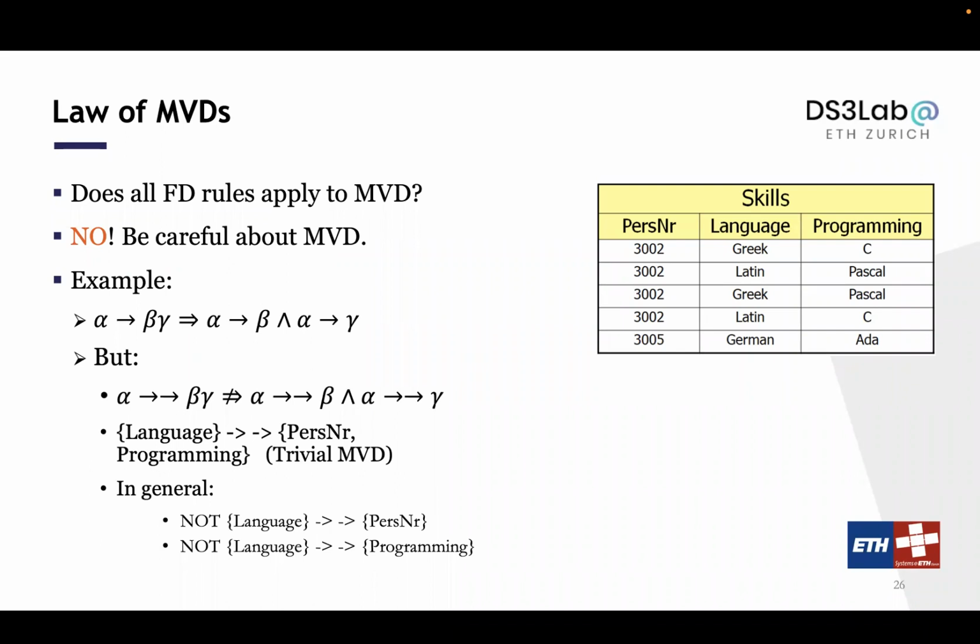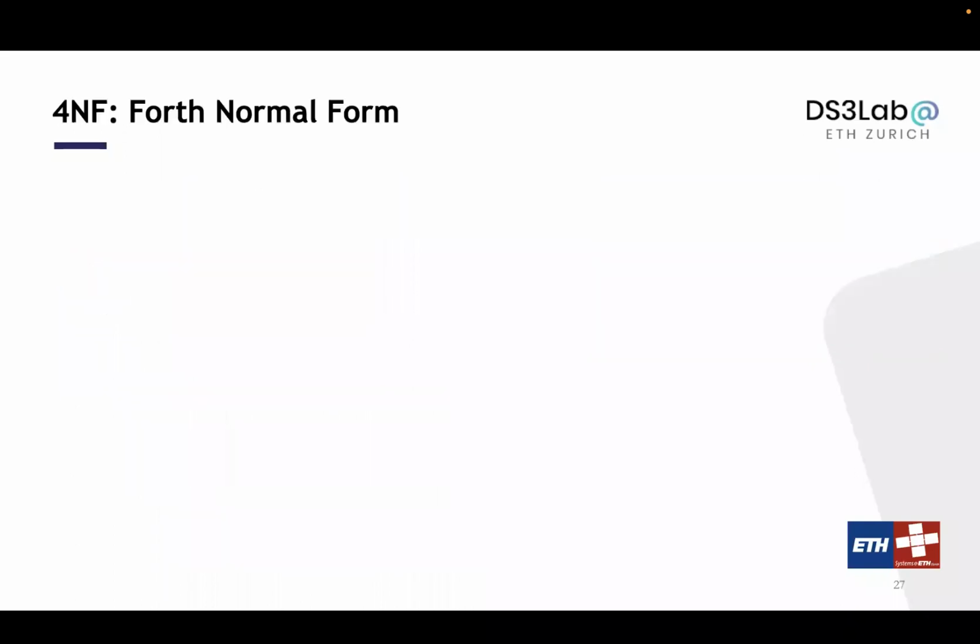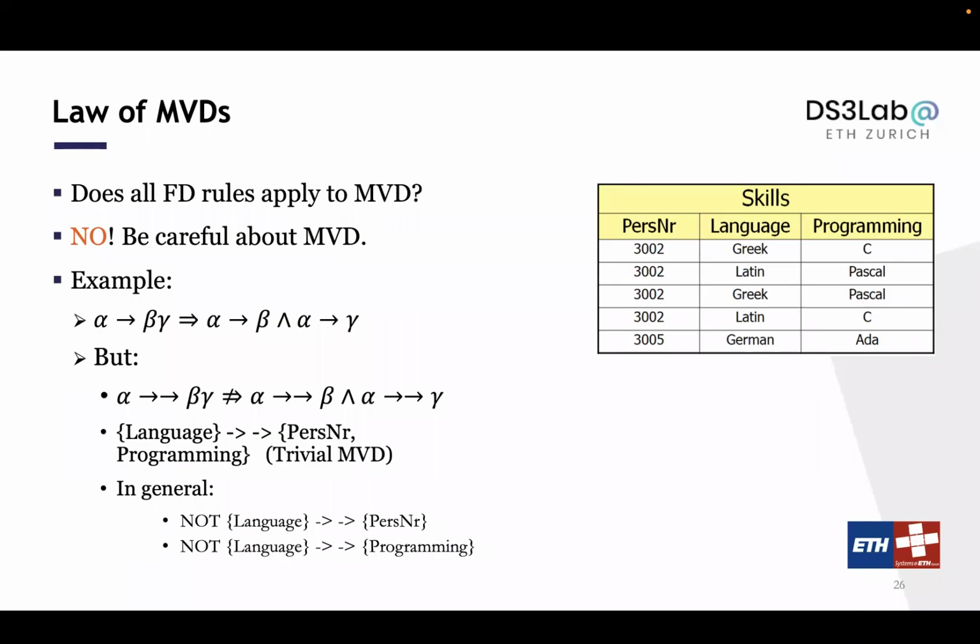So essentially, when you are trying to reason about multivalued dependency, try to be careful, because not all the rules that look very natural hold. For example, for this rule: alpha to beta gamma implies alpha to beta and alpha to gamma. It looks very natural, but it doesn't always hold. So really be careful when you reason about multivalued dependencies. Now this is all about multivalued dependency.